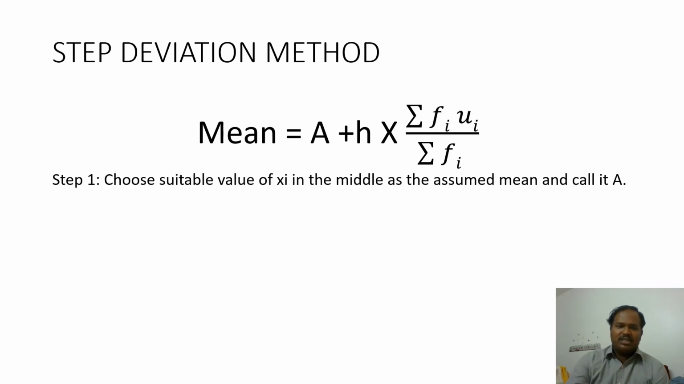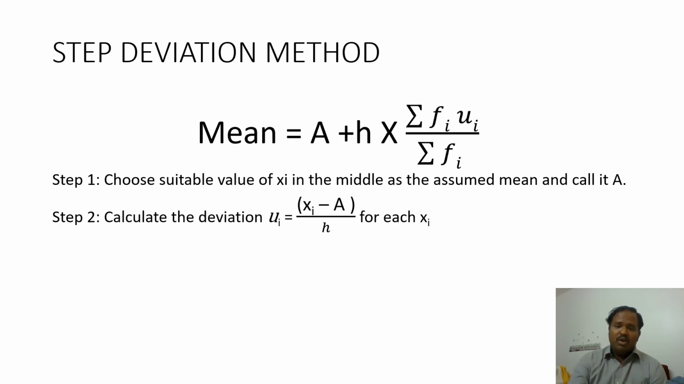So what does this do? Step 1, choose a suitable value of xi in the middle as the assumed mean, and call it a. It's exactly the same steps as in the assumed mean method, only the deviation should be divided by the height. The deviation is divided by the height because the deviations were huge numbers and all of them had one number in common, so you can choose that one element, which may be a little bigger. In other words, you can call it the HCF.